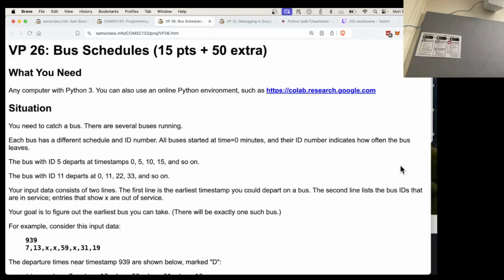Now the way it works, all buses launch at time equals 0, and their ID number indicates how long it will be before it comes around again. And they just repeat. So the bus with ID 5 will be here at 0, it'll be back again at 5, 10, 15, and so on. The bus with ID 11 will be here at 0, 11, 22, 33, and so on.